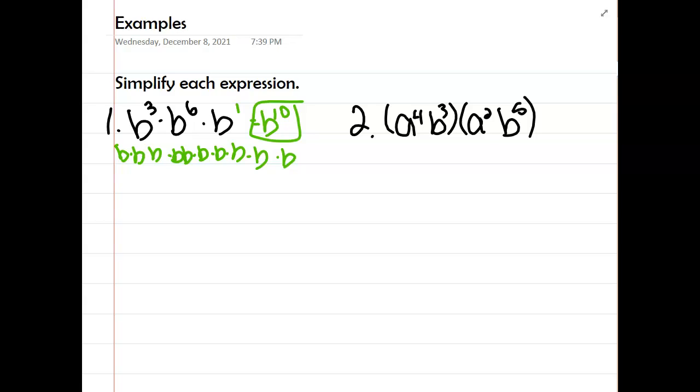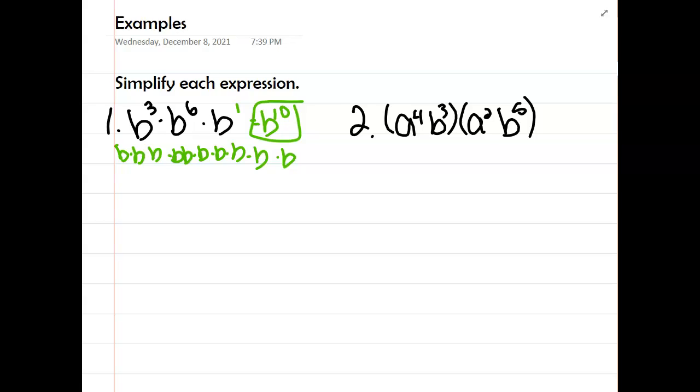But you think about it, these parentheses, if there's not a sign, like a plus, minus, division, anything like that, the parentheses just mean multiplication. This just means I'm going to take a to the 4th b cubed times a squared b to the 5th. I'm just multiplying these two things together. Okay? And remember, for multiplying, the order doesn't really matter.